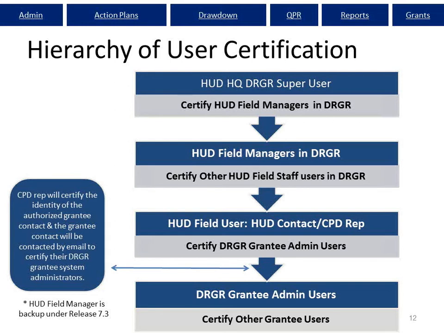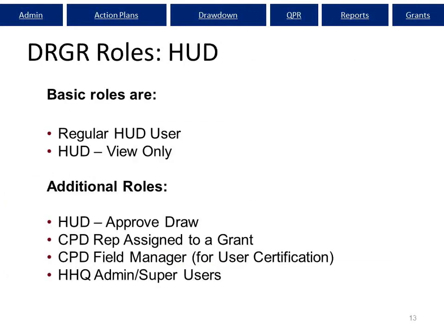But that's because I wouldn't know somebody that's a regular grantee user, 9 times out of 10. So we've got this where somebody that's just above them in the process will be the person certifying them. In Release 7.3, we do have the ability of field managers to serve as backup for certifying grantee admin users, but always, that's really if your CPD rep's out of town, on vacation, on travel, whatever.